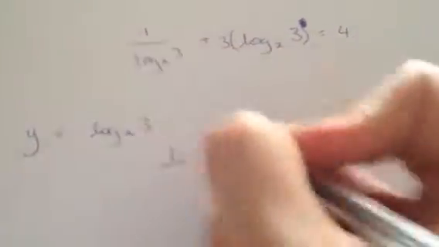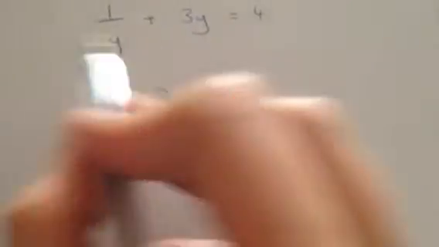So I end up with 1 all over y plus 3y is equal to 4. I'm going to multiply both sides. I'm going to multiply everything by y. So I end up with 1 plus 3y squared is equal to 4y.